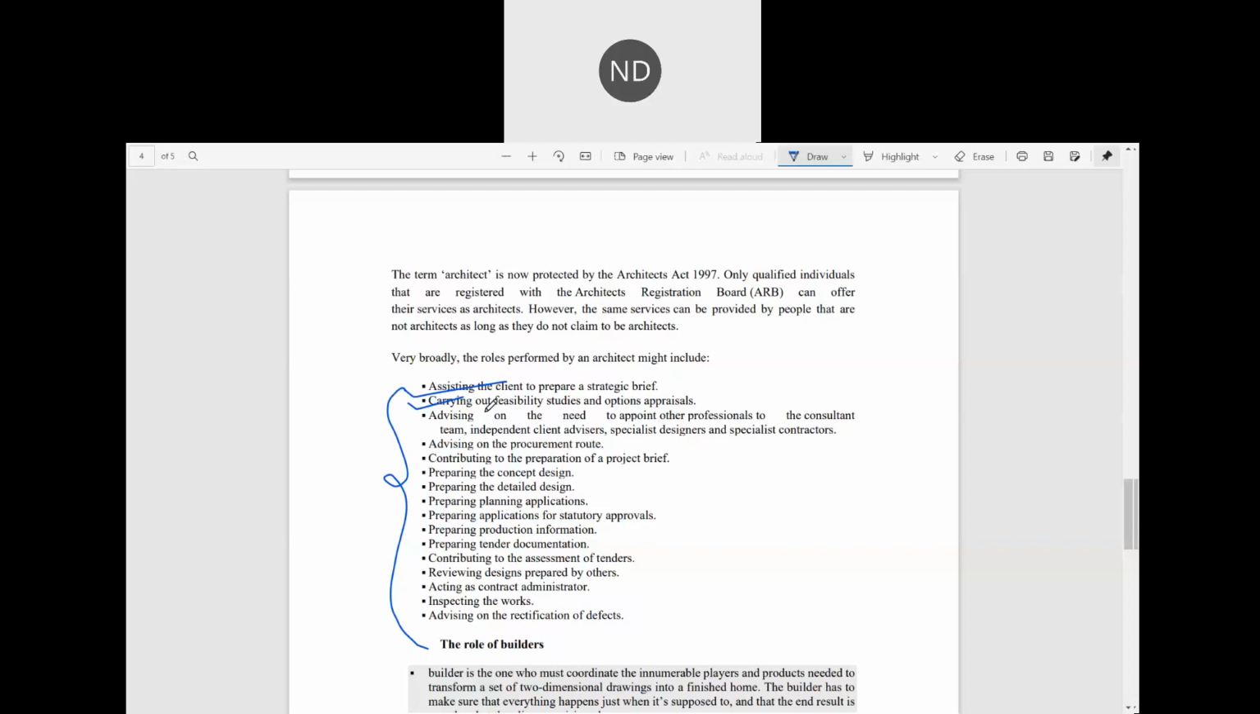Then they are going to advise on the need to appoint other professionals. That means the architect is going to assess the client. According to the client's demand, they are going to check whether it is okay or not, whether it is comfortable or not.